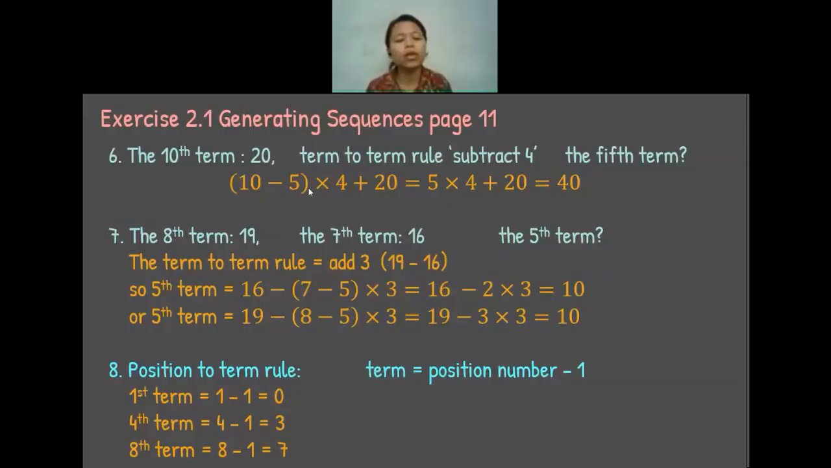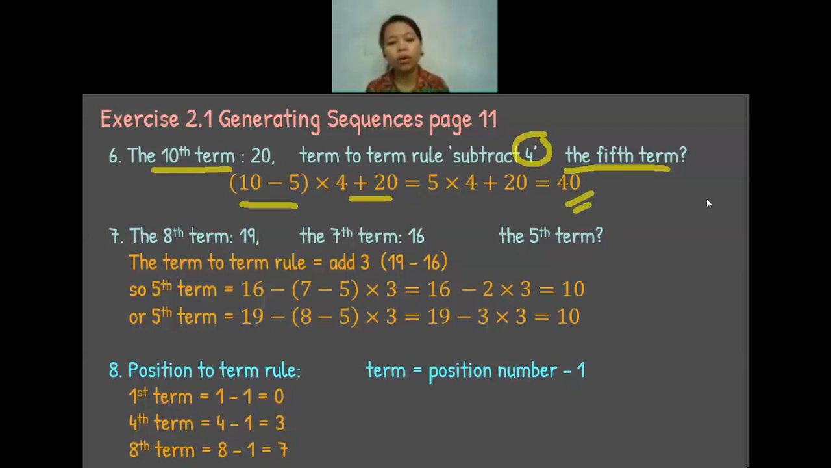For question 6, we already have the 10th term and we also have to find the 5th term. So same thing, we have to find the difference between the term given and the unknown term. That's why we do 10 minus 5. Because the given is the 10th term, the one that is unknown is the 5th term. We need to multiply it by the term-to-term rule given. That's why I multiplied by 4. Because the term-to-term rule is subtract 4, it means for the earlier terms, the number will be bigger. That's why I do addition here. 5 times 4 plus 20 is equal to 40.